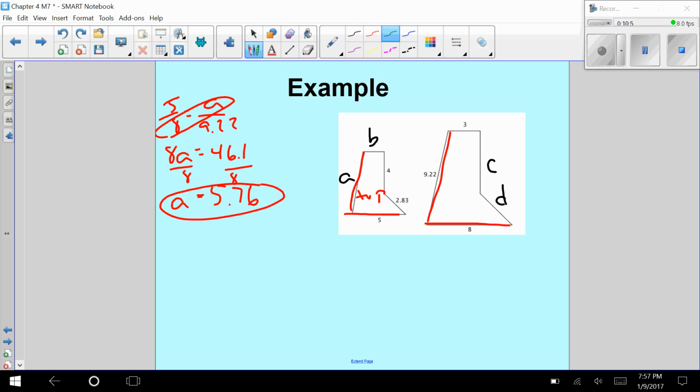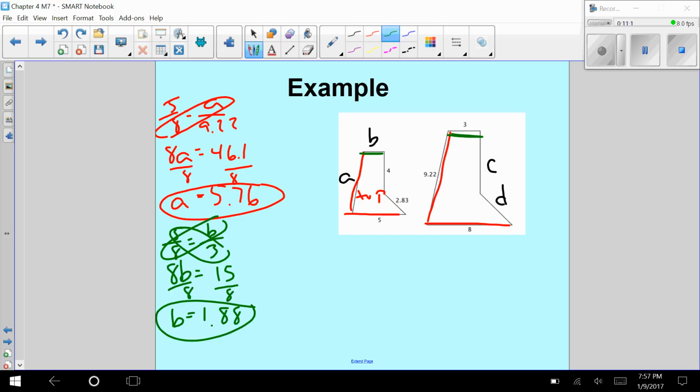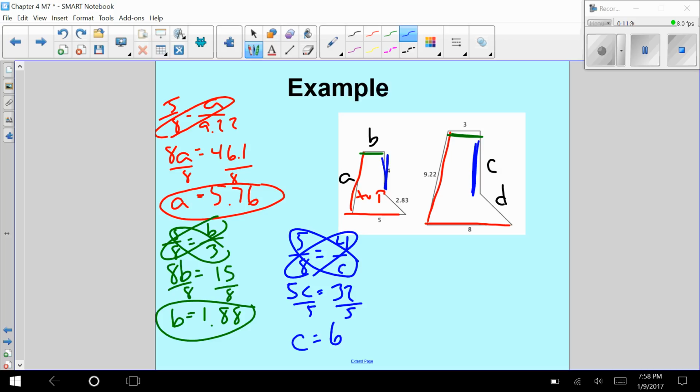Now let's look at B. 5 over 8 equals B goes with 3, so B over 3. 8B equals 5 times 3, which is 15. Divide both sides by 8. And B equals 1.88. Now let's look at side C. Same initial fraction, 5 over 8 equals, C matches up with 4, but the 4 goes on top. So 5C equals 8 times 4, which is 32. Divide by 5, and C equals 6.4.